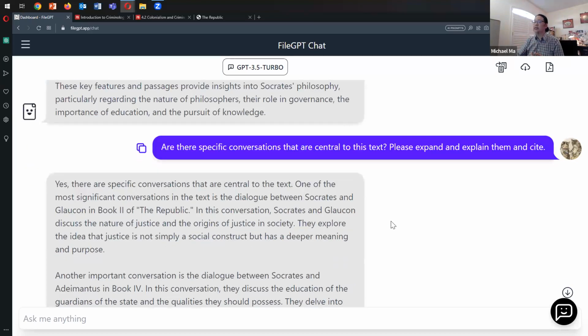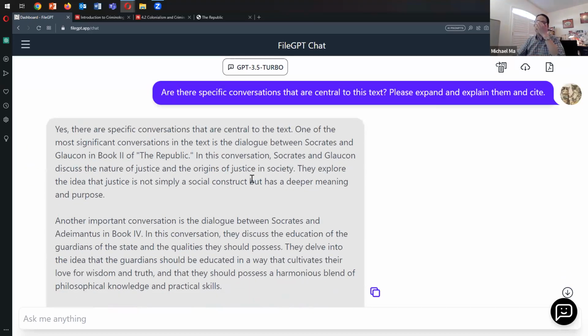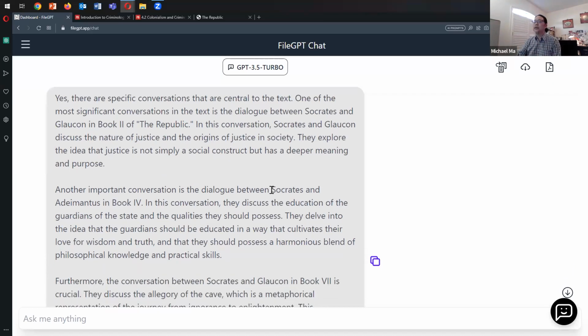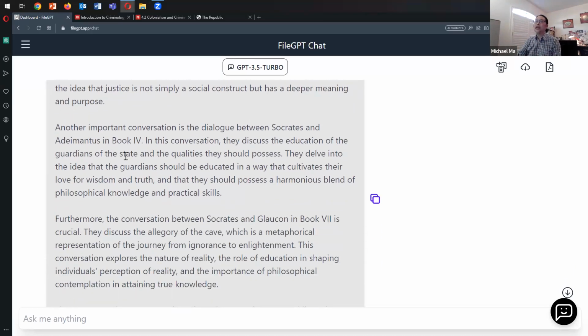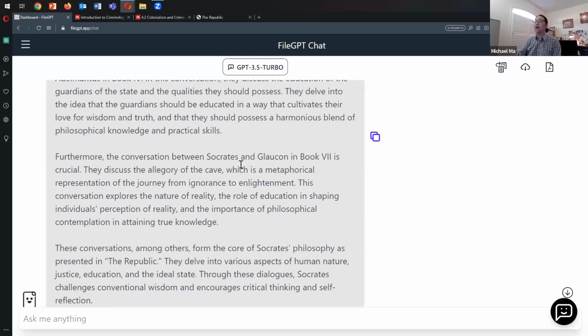Are there specific conversations that are central to this text? Please expand and explain them and cite them. Yes, there are specific conversations that are central to the text. And it says, oh yeah, one of them is in book 2, this dialogue between Socrates and Glaucon. And they discuss the nature of justice. And they have this long debate. Yeah, absolutely. Another one is Socrates and Adeimantus in book 4.